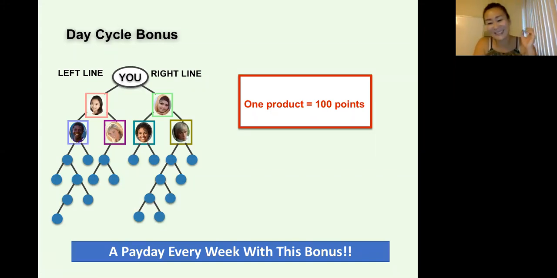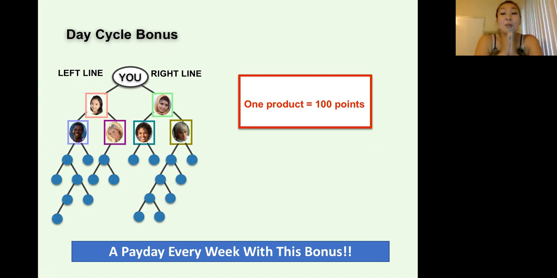But depending on the number of products that your group purchases, you earn points based on that volume. Just to let you know, your own first purchase doesn't count as a point. However, from your second purchase, you earn points as long as you are qualified for the day cycle bonus.